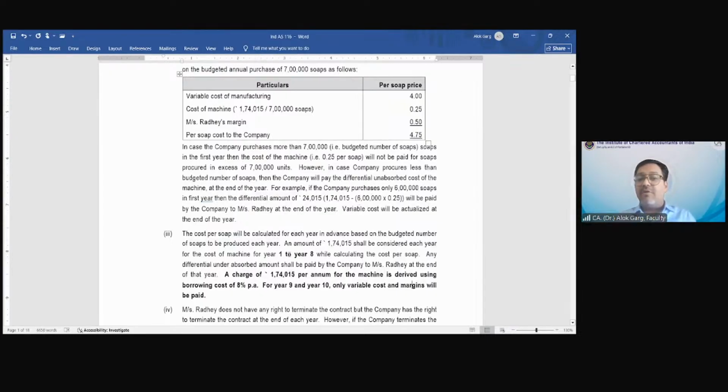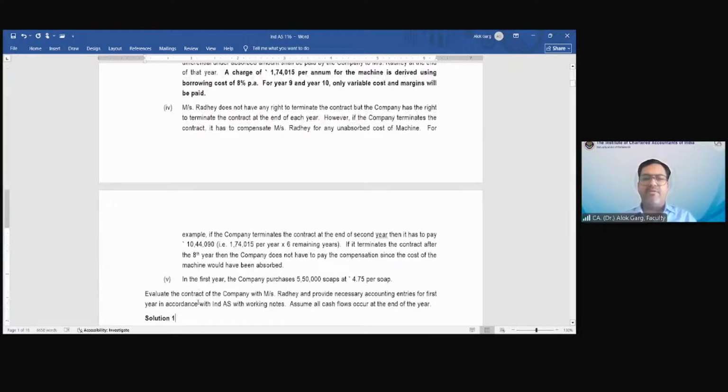So a charge of 1,74,015 per annum, matlab up to 1 to 8 year, this fixed payment of 1,74,015 has to be recovered. Okay, has to be recovered means this charge of 1,74,015 has been taken using the borrowing cost of 8% per annum. So what is the relevance of this borrowing cost? Discounting factor. Discount rate, discount factor.